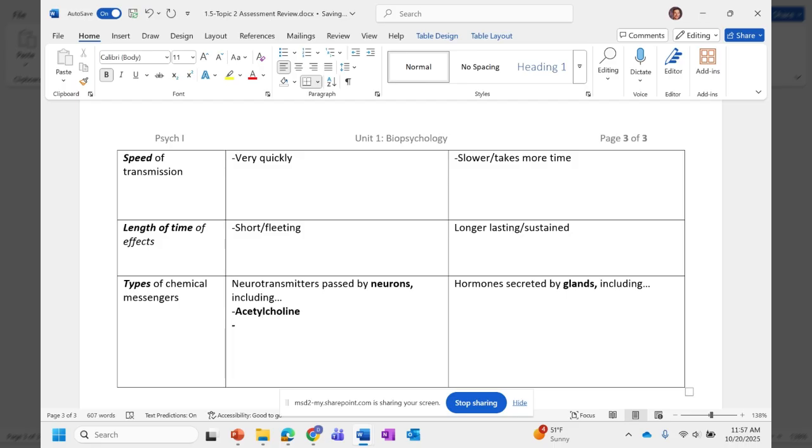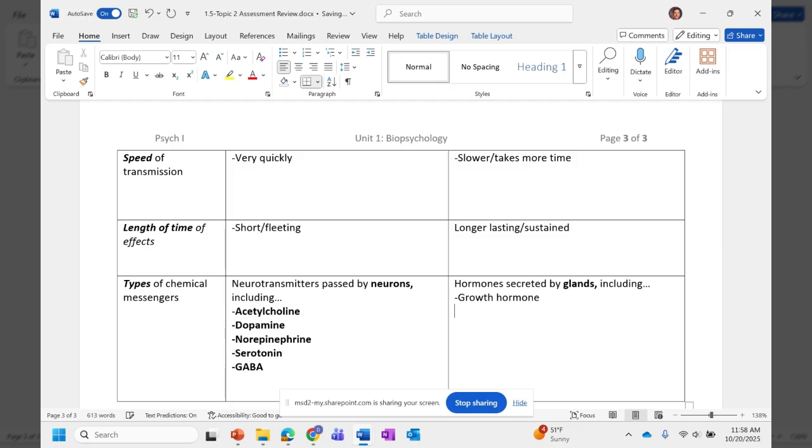You've got dopamine, norepinephrine, serotonin. GABA is kind of a depressant neurotransmitter. Those are the big neuromodulators. They kind of modulate other neurotransmitters, but there's lots of neurotransmitters. Hormones. The hormones we learned about were growth hormone, which is literally going to affect things in your body and how they operate. Talked about thyroid, which regulates metabolism.